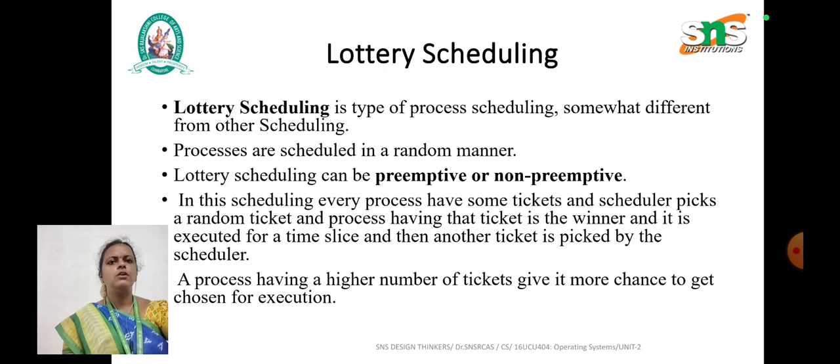Lottery scheduling. Lottery scheduling is a type of process scheduling somewhat different from other scheduling. Processes are scheduled in a random manner. Lottery scheduling can be preemptive or non-preemptive. In this scheduling, every process has some tickets, and the scheduler picks a random ticket. The process having the ticket is the winner and it is executed for a time slice, and then another ticket is picked by the scheduler. A process having a higher number of tickets has more chance of being chosen for execution.